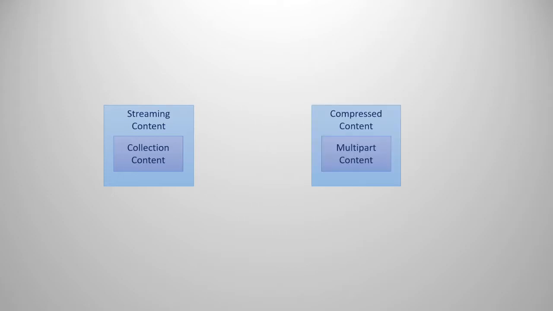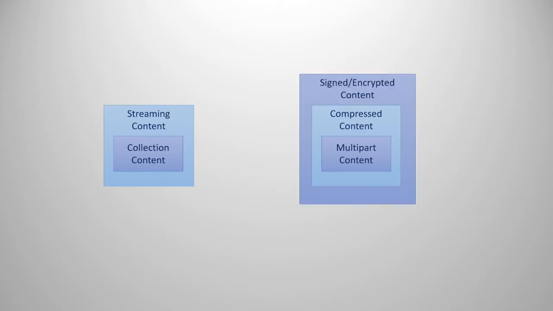You have a multi-part content. You want to compress it. You wrap it inside a compressed content object, and it's still just a payload. It will be serialized to a stream of bytes. It goes on. You could sign and encrypt that content, that compressed content, that multi-part content.